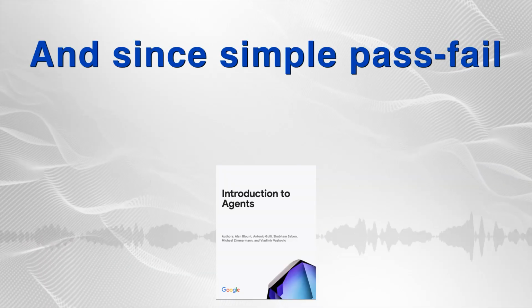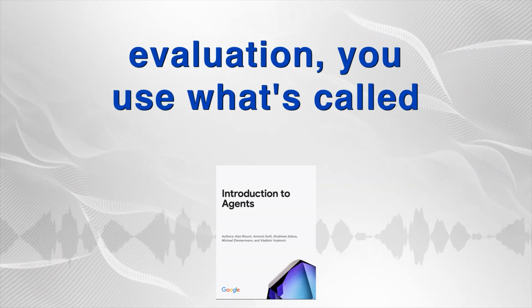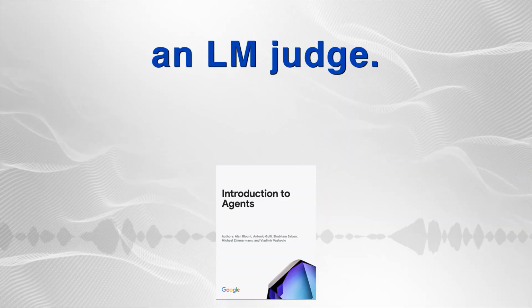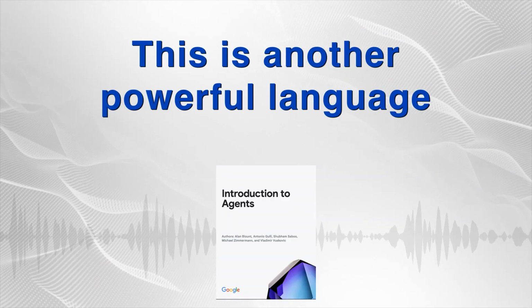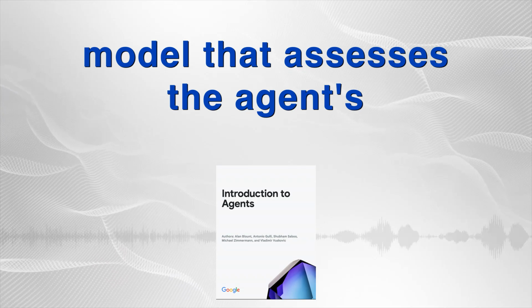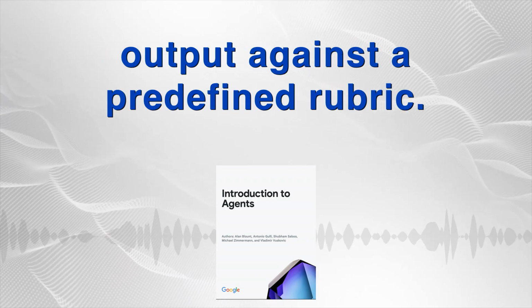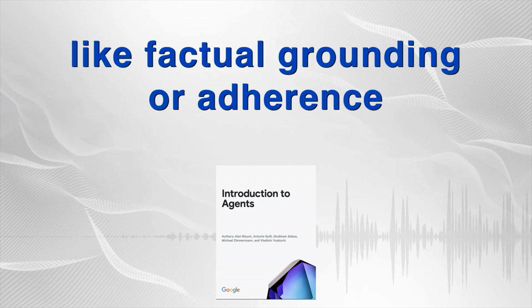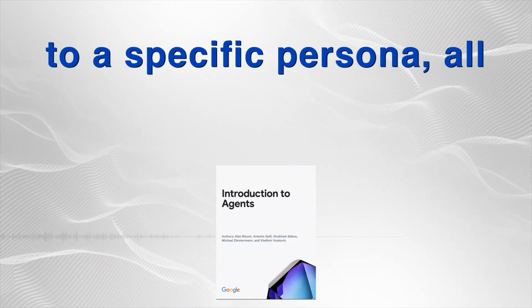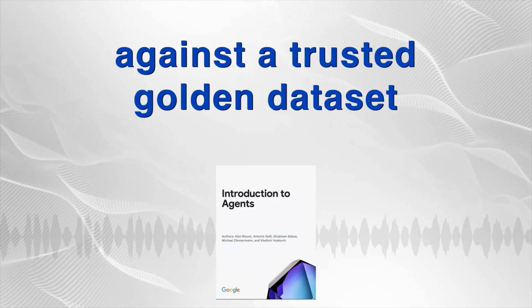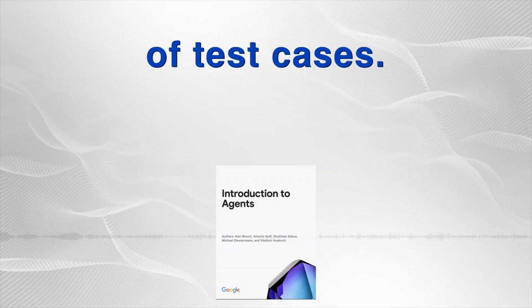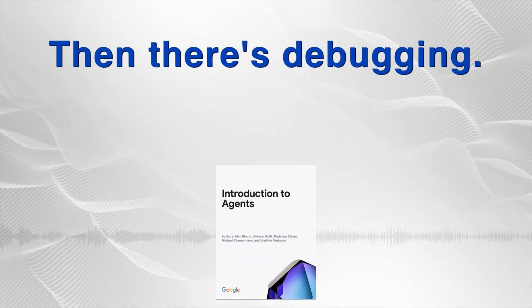And since simple pass-fail testing doesn't work, for quality evaluation, you use what's called an LM judge. This is another powerful language model that assesses the agent's output against a predefined rubric. So it checks for things like factual grounding or adherence to a specific persona, all against a trusted golden dataset of test cases.